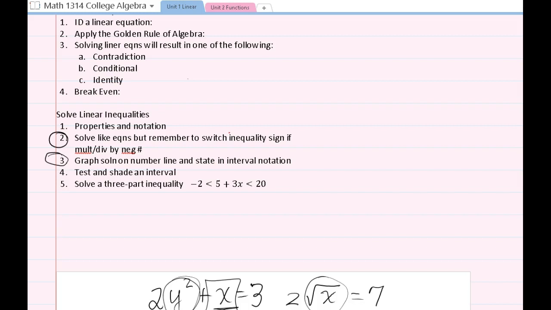Sometimes to make that decision of which side you want to shade, it's good to test a point or test an x value, and if it's true in the original inequality, you shade that side.